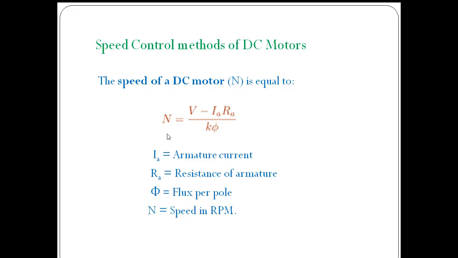So to control the speed of the DC motor, we can change the armature resistance, or we can change the flux, or we can change the applied voltage to the motor. In one method, we change the flux and the motor speed will be controlled. This method is called the flux control method. If we change the armature resistance, the motor speed will be controlled. This method is called the armature resistance control method.